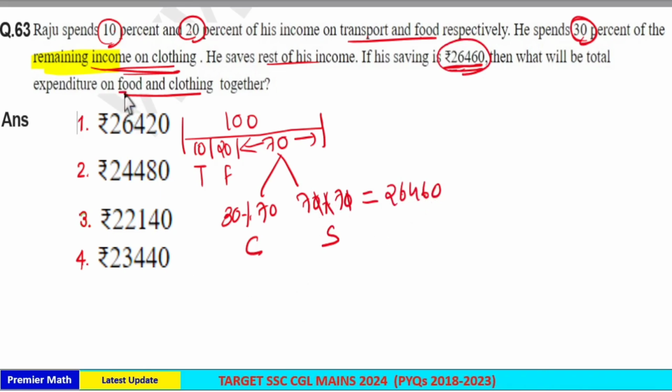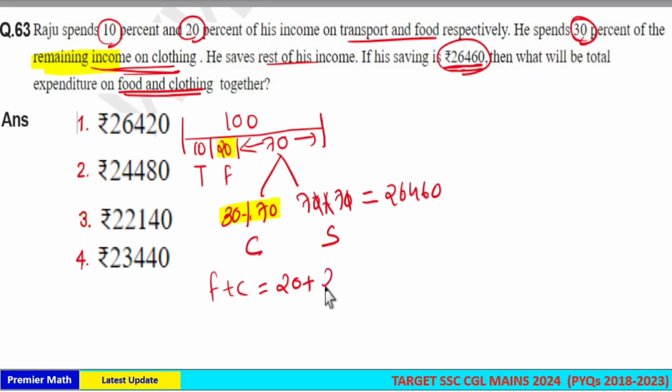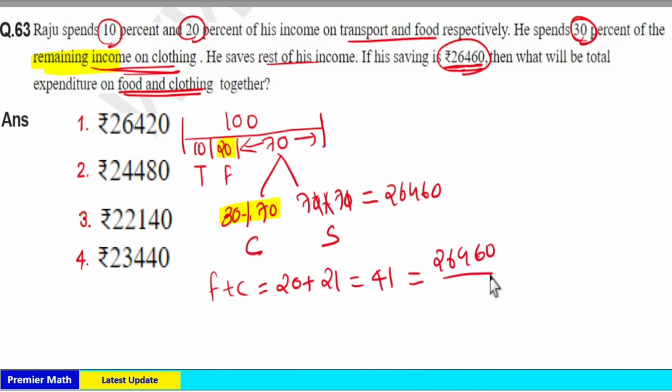Then we have to find expenditure on food and clothing, which is equal to 20 rupees plus 30% of 70. The double zeros cancel. 3 into 7, 21 rupees. So total 41 rupees. 49 rupees is 26,460, which means 41 rupees is equal to 26,460 divided by 49 into 41.